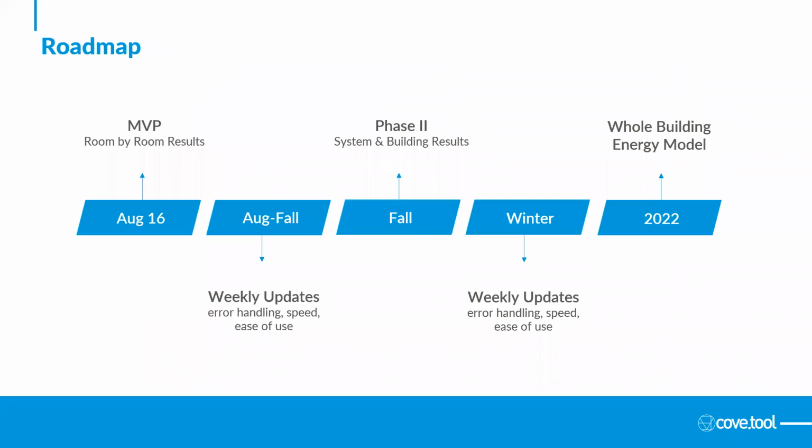And so yeah, there's just a summary there. So again, all this was released on the 16th. We'll be doing weekly updates of the application every week for the coming months. We'll have a phase 2 very soon, which will do systems, so AHU sizing, etc. Allow us to customize those as we need. And then a series of weekly updates, leading up to that whole building or 8760 energy model, in 2022.